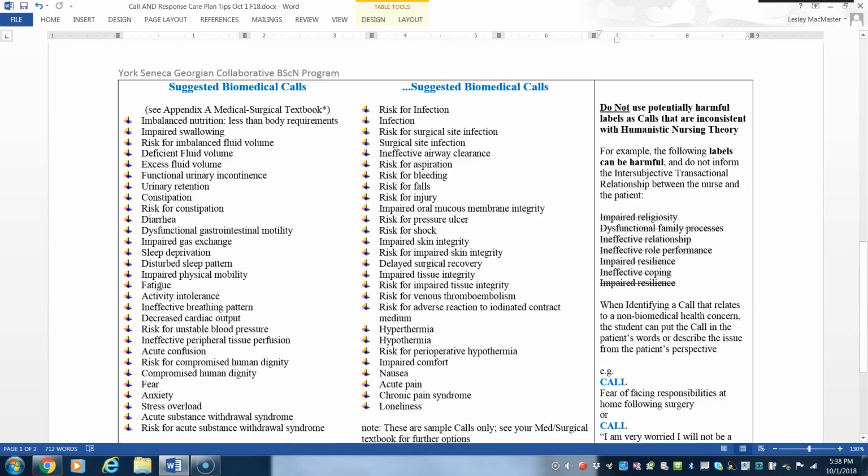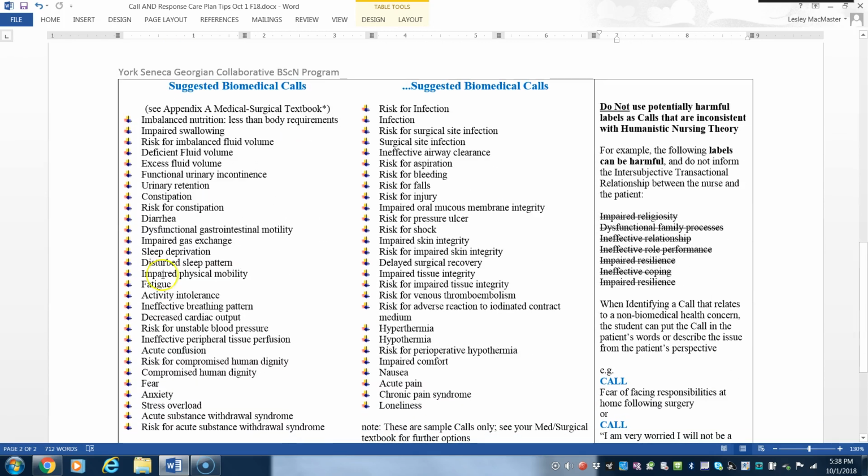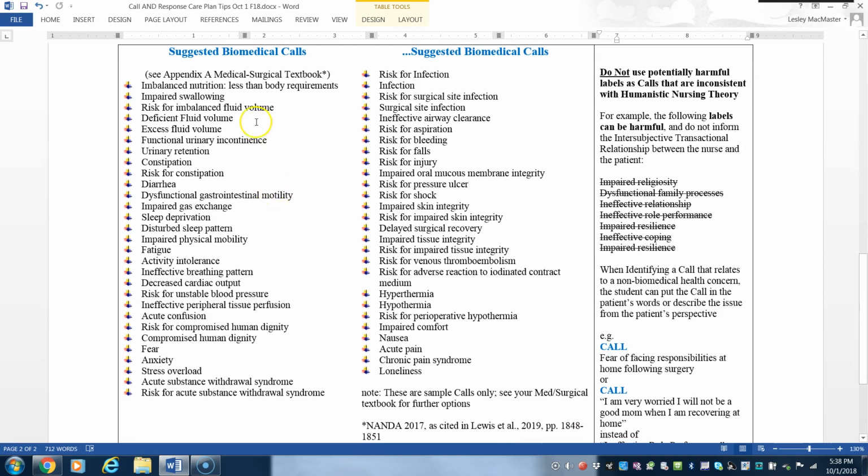In their MedSurg textbook, the Lewis textbook, there is a list in Appendix A that includes some of the suggested biomedical calls here on the second page. I've pulled the ones that I think are most commonly going to be used in semester 3 MedSurg setting. Note that this isn't all of them. They're not in alphabetical order because they're grouped according to a classification system in that table, but I've listed them here to help get students started if they're struggling.